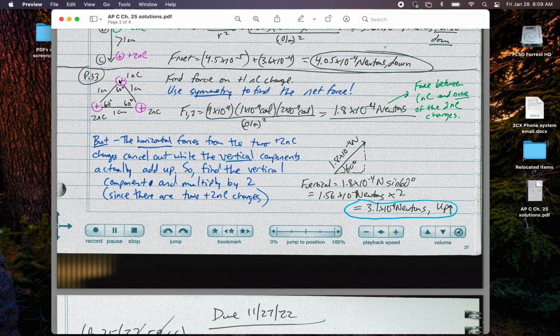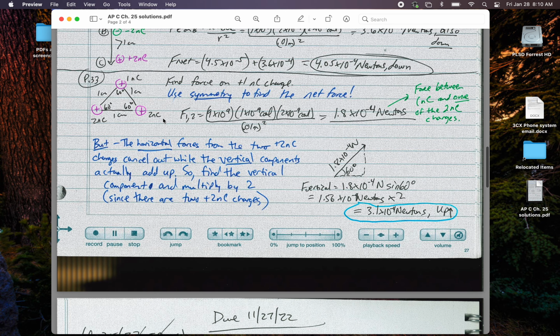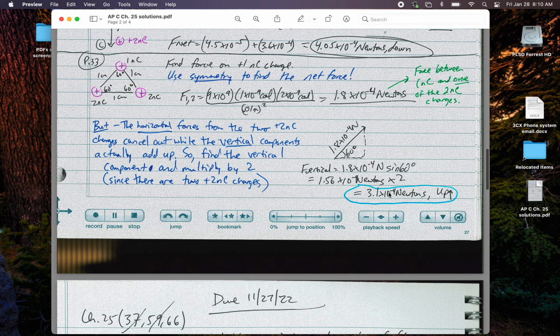But if we look at the symmetry here, we're going to end up having the forces push up to the right and up to the left. Because of the symmetry, the horizontal forces cancel out, the vertical components would actually add up. So if I can find the vertical component for this force and then multiply it by 2, that would give me the net force. So I just drew a little triangle here, used some trig, because that was the hypotenuse, and so opposite over hypotenuse is a sine function, so gave me that amount, and then multiplied by 2.